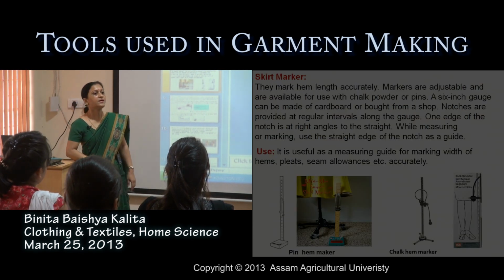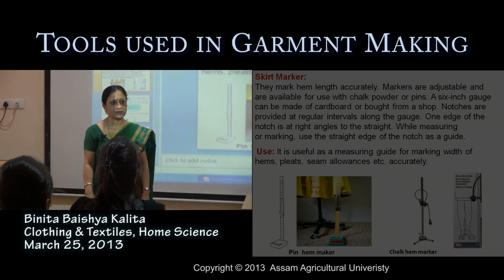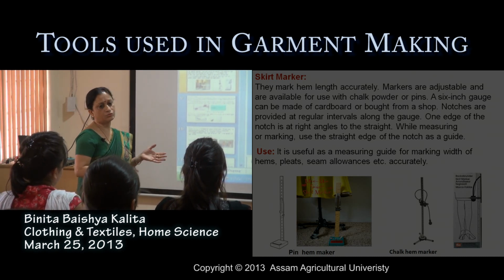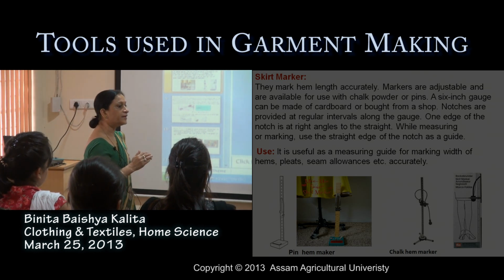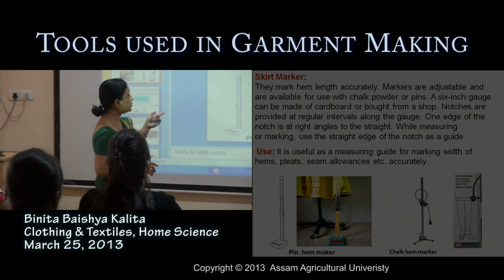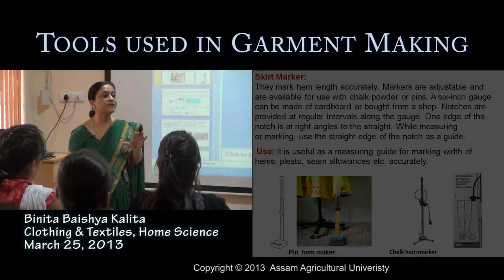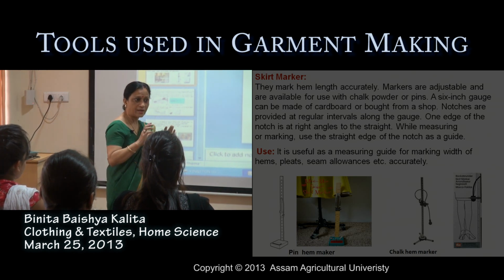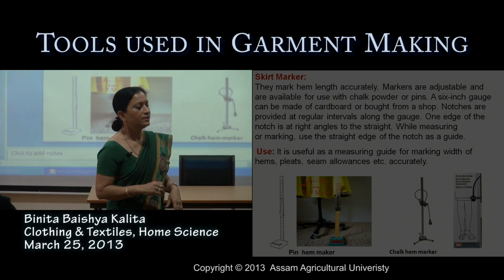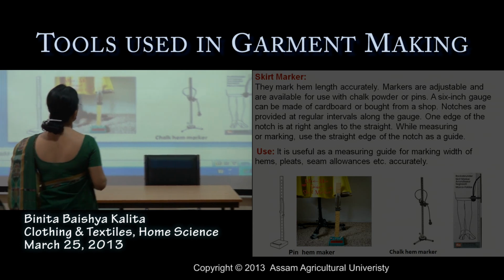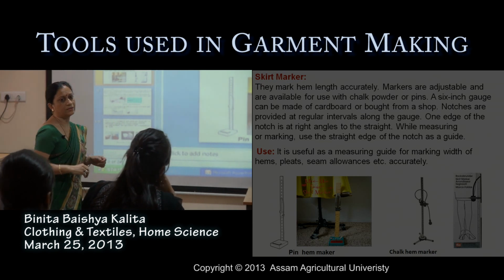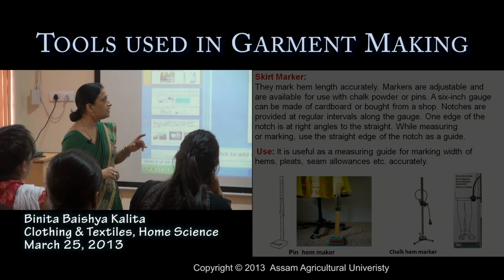So next one is the skirt marker. That means the skirt marker is another important sewing tool, and these tools are adjustable. You can adjust according to your measuring. These are usually used for marking the hem of the garment. Do you know the hem? Bottom line, folding line, or finishing edge of any garment. So we need this skirt marker to mark the bottom hemming of the garment.